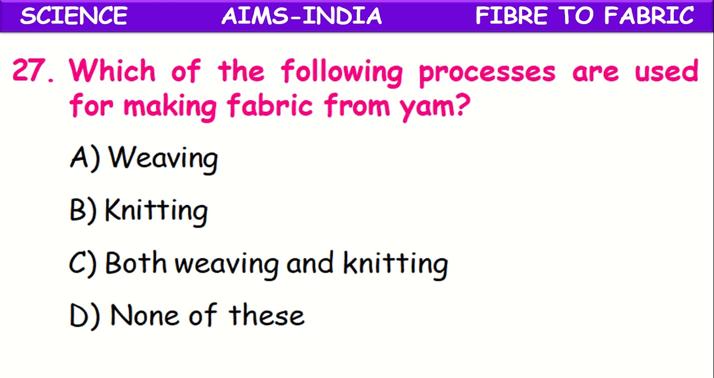Next, which of the following processes are used for making fabric from yarn? Actually, it is yarn. So from yarn, fabric is made by two processes. The process in which a single yarn is made into fabric is called knitting. The process in which two or more yarns are made into a fabric is called weaving. So by these two processes, yarn is converted into fabric. So both weaving and knitting. This is the correct answer. Okay, next.